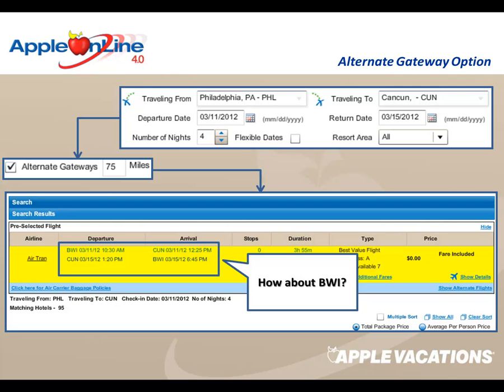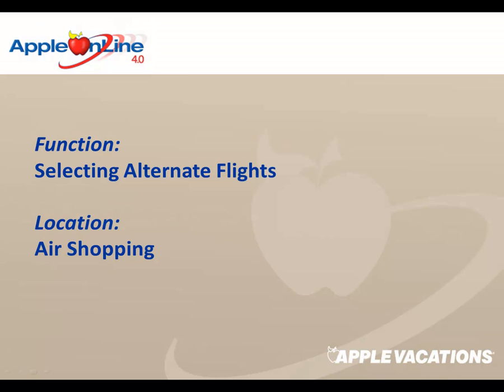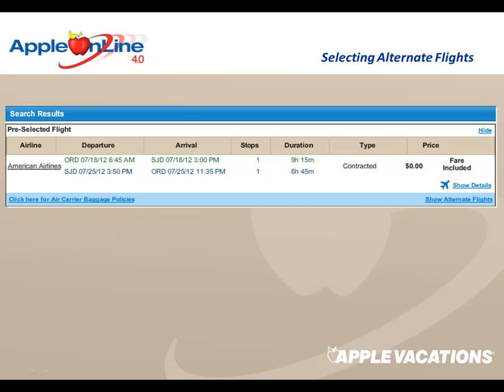Perfect. There's a charter flight leaving that same day from Baltimore. Now, if there's an available charter on the same date entered in the search field from another city within the distance range, AOL 4.0 is going to grab it for you. And to help you recognize that we have selected an alternate gateway, we'll even highlight it in yellow. By default, AOL 4.0 is going to pull the most valuable flight for your selection.